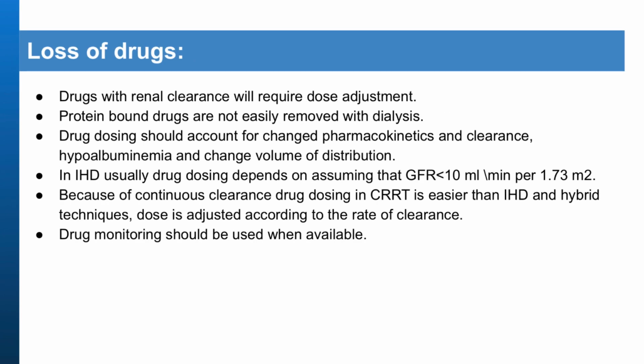Loss of drugs during dialysis is very complicated. There are many drugs that are renally excreted, and this usually requires dose adjustment. Protein-bound drugs are not easily removed with dialysis, and when we need to calculate the dose of any drug during dialysis, we have to account for a change in pharmacokinetics, and there is a change in clearance also, and there is hypoalbuminemia and a change in volume of distribution. In intermittent hemodialysis, we can assume that GFR is below 10, and we can calculate the dose depending on this. And usually the most important drugs that need adjustment are antibiotics.